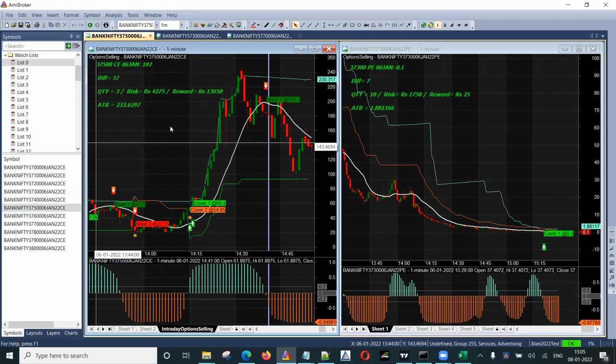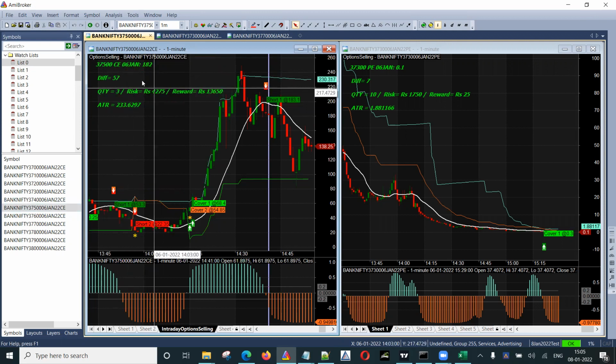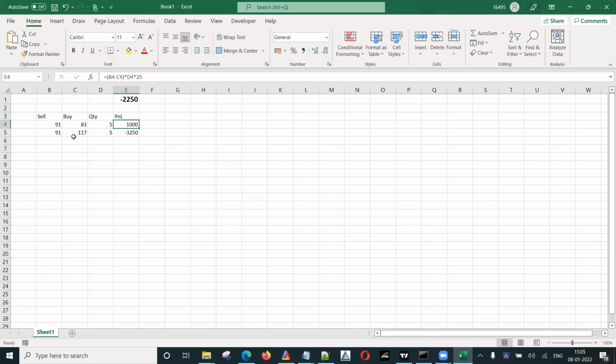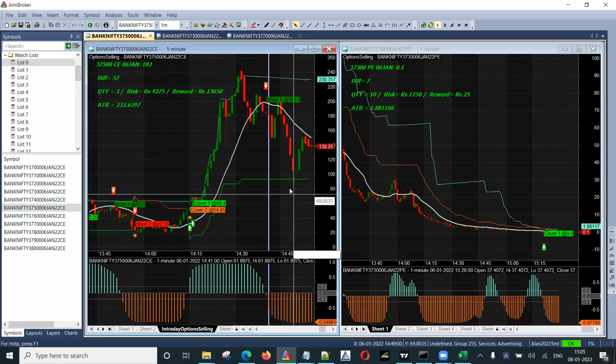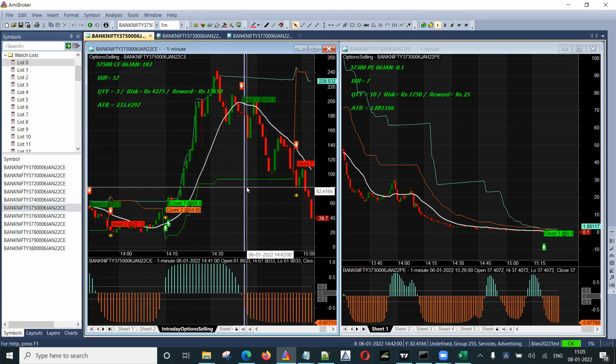So let us assume that we sell 3 lots, which is quantity 3. Your maximum risk is 4,200. So I am shorting 182, 3 lots. And let's go ahead.